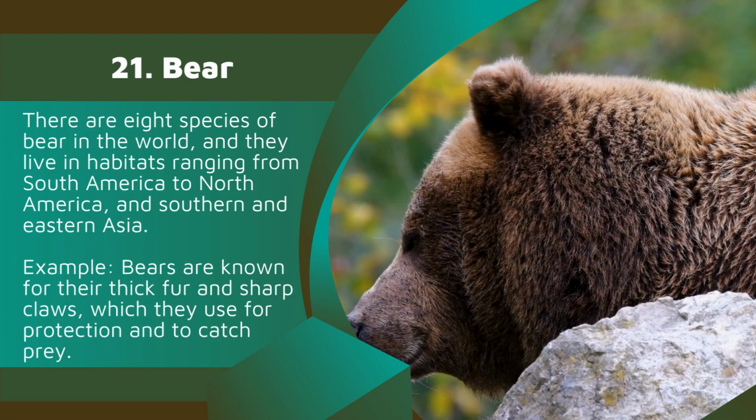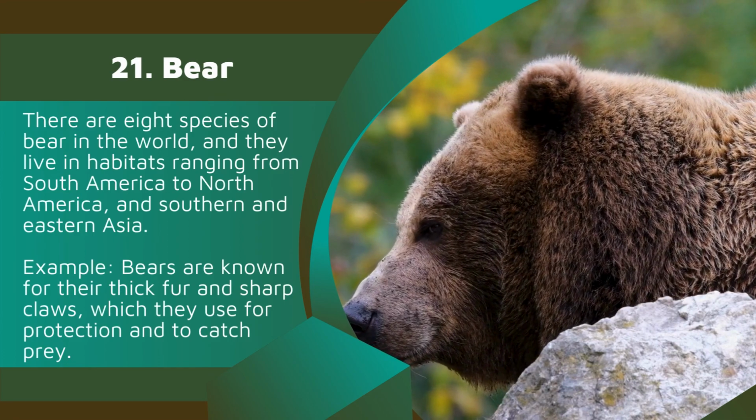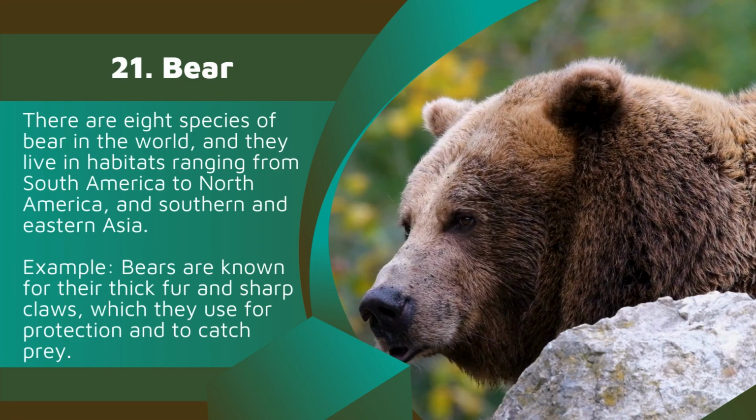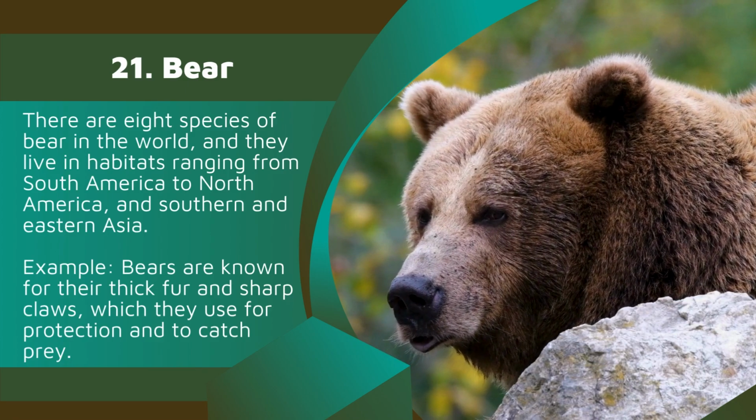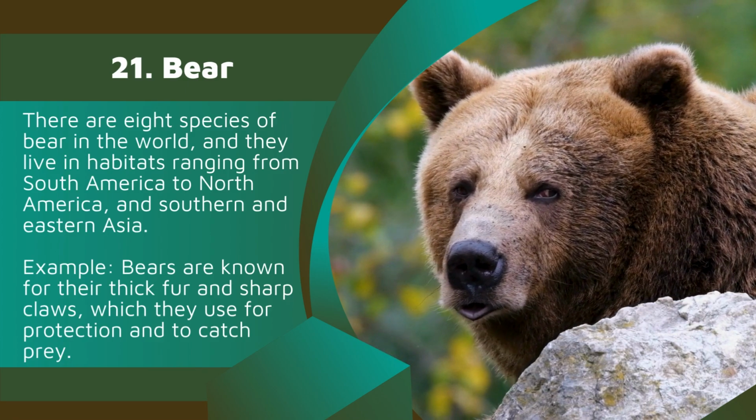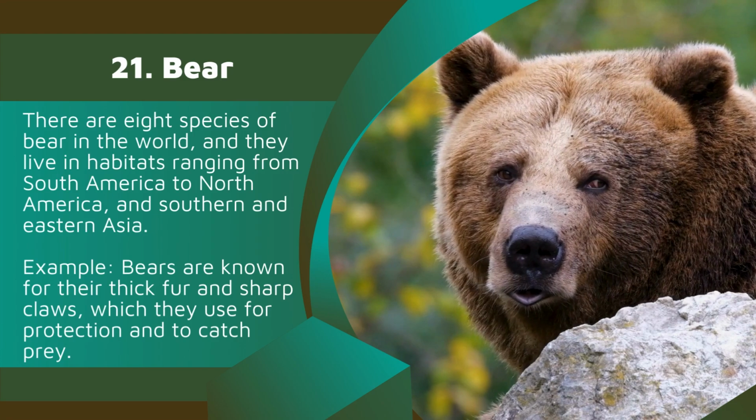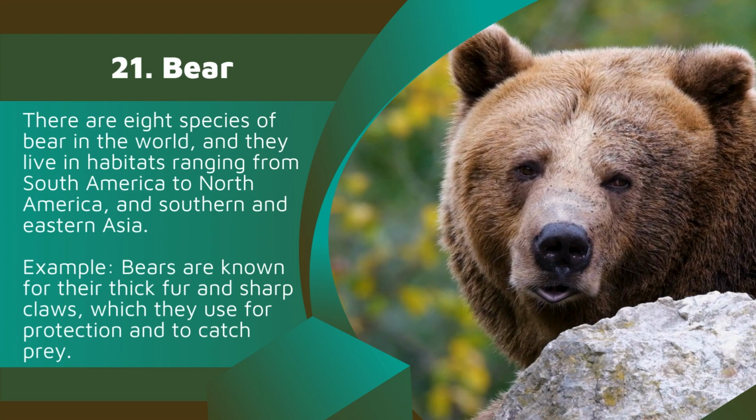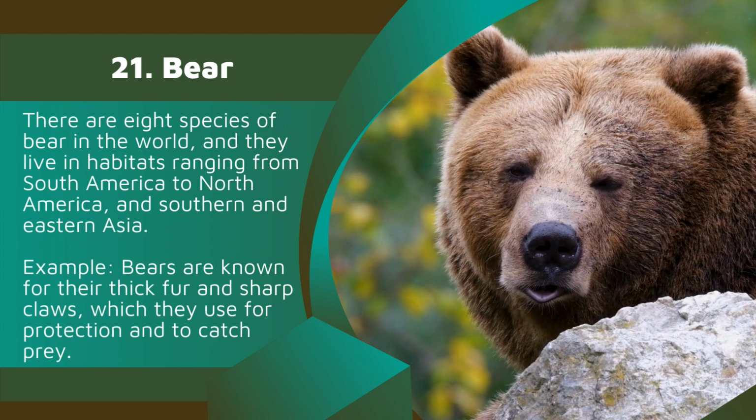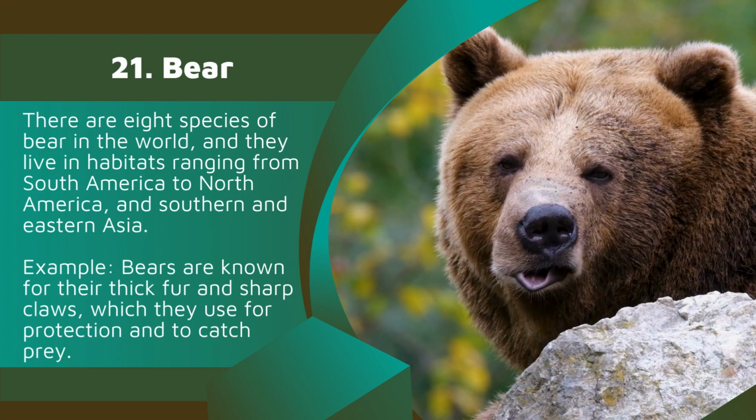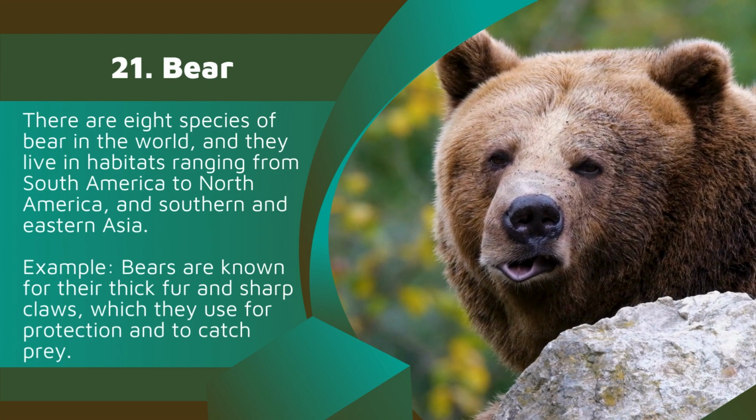21. Bear. There are 8 species of bear in the world, and they live in habitats ranging from South America to North America and Southern and Eastern Asia. Example, bears are known for their thick fur and sharp claws, which they use for protection and to catch prey.